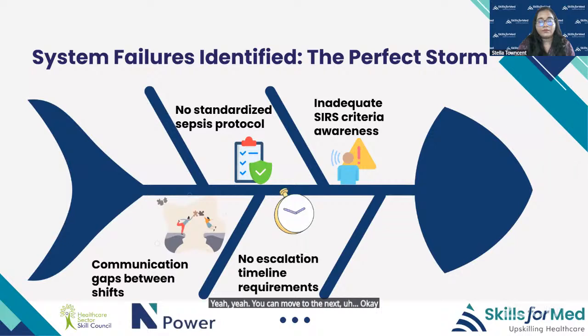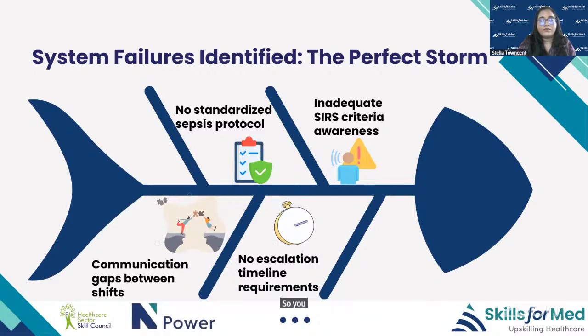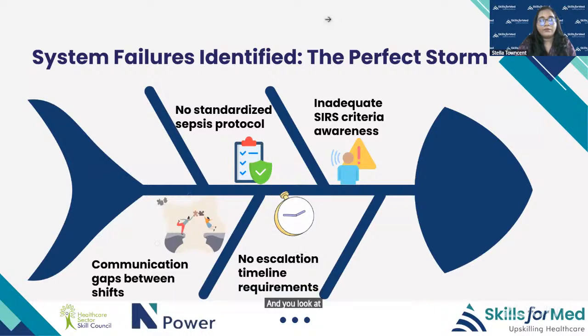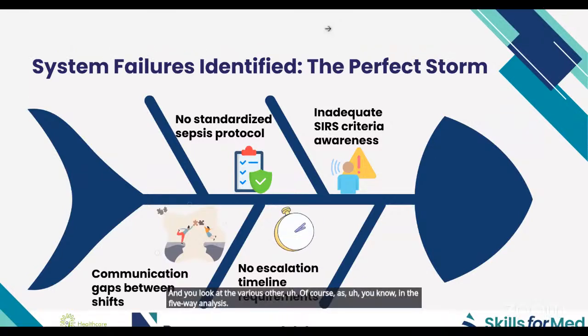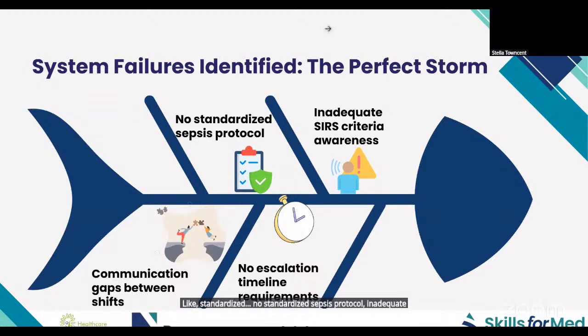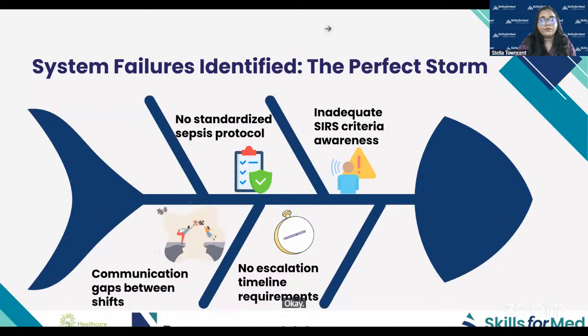Okay. So again, this is another way of looking at the root cause. This is familiarly known as the fishbone analysis. So you put the incident here. Cardiac arrest due to sepsis should be in the head of the fish, and you look at the various other causes as in the five-why analysis. We only talk about one particular root cause, but there could be other contributory factors like lack of a standardized sepsis protocol, inadequate SIRS criteria awareness, no escalation timeline requirements, and things like that. Okay, next slide.